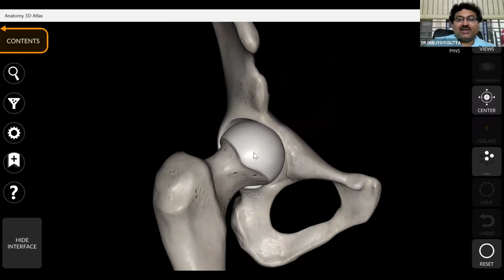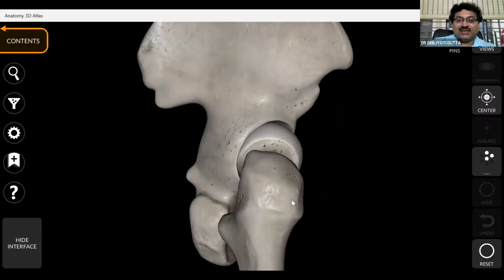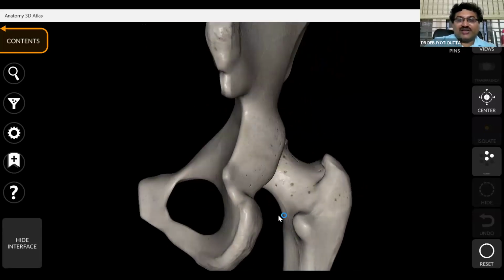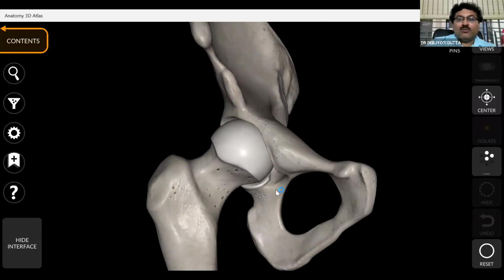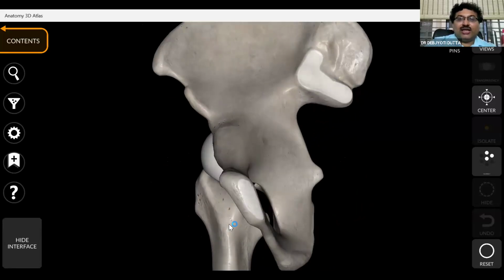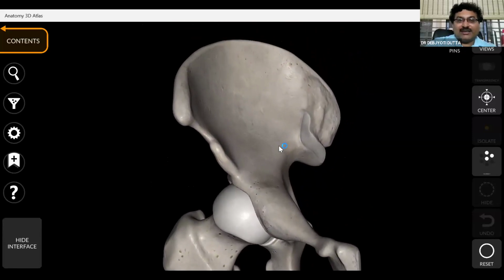And we have the femur, mainly the femoral head, neck, and two trochanters. This is the greater trochanter, and this is the lesser trochanter. So let us first describe a little bit about the bony architecture of the hip. So here, if you look at the anterior part of the ilium, I'm taking the ilium.